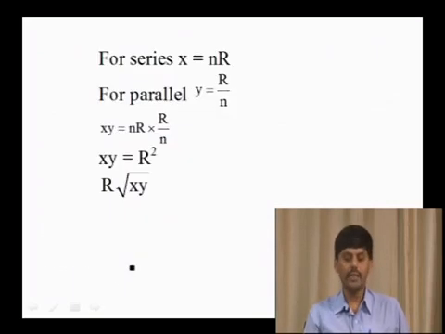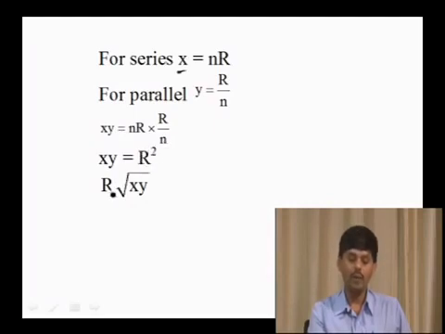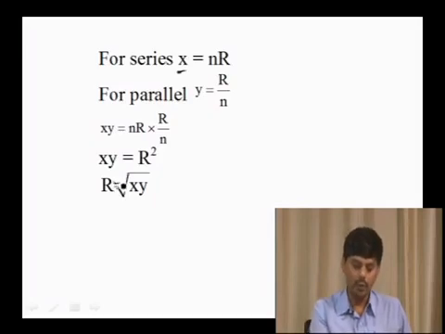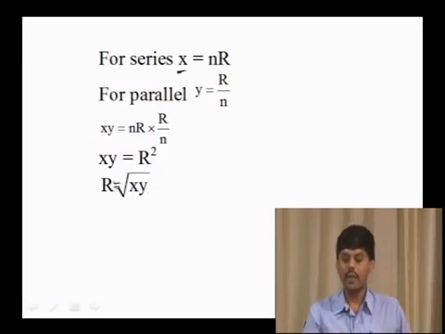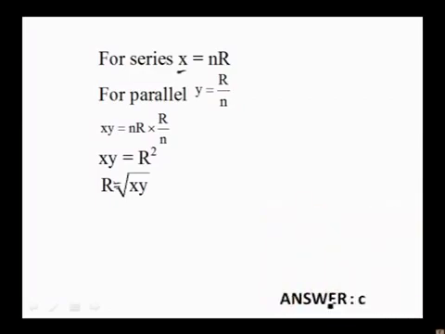The solution for this: for series combination, Rs, which was taken as X, is equal to nR for identical resistors. For parallel, Rp is equal to R by n. If you multiply x and y, you get nR into R by n. n gets cancelled, xy is equal to R square. We want the value of R, therefore R is equal to root of xy. Therefore, the correct option for this is C.